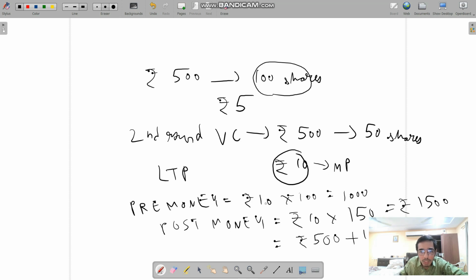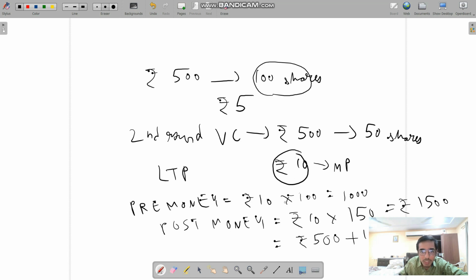So in case of pre-money valuation, you will not multiply 5 into 100, but you will have to multiply 10 into 100, because 5 was the price when the business was started and 10 is the price now after the second round of financing. So when we are valuing our shares also in the stock market, we use the last traded price to value them, the current market price.